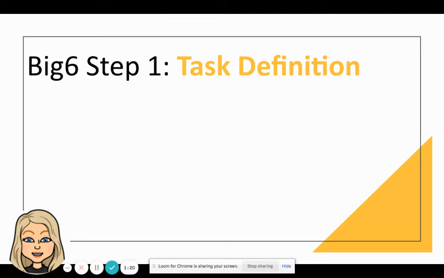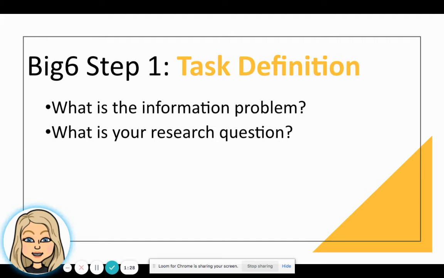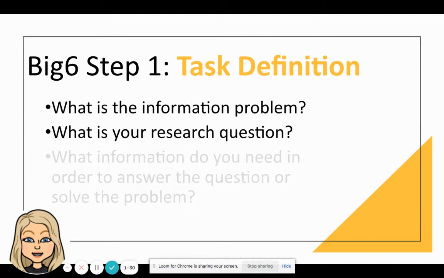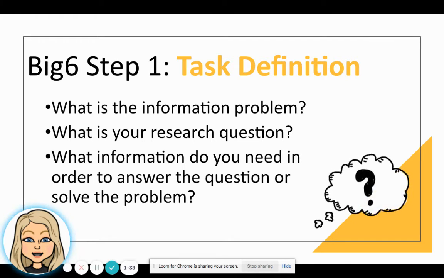All right, so step 1 is task definition. So you want to ask questions like, what is the information problem? Or what is my research question? And then what information do I need in order to answer the question or solve the problem? It's really important to know these things before you start doing your research.